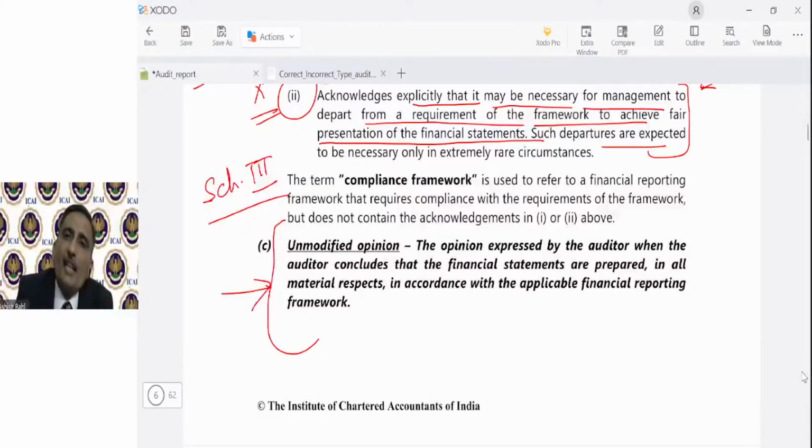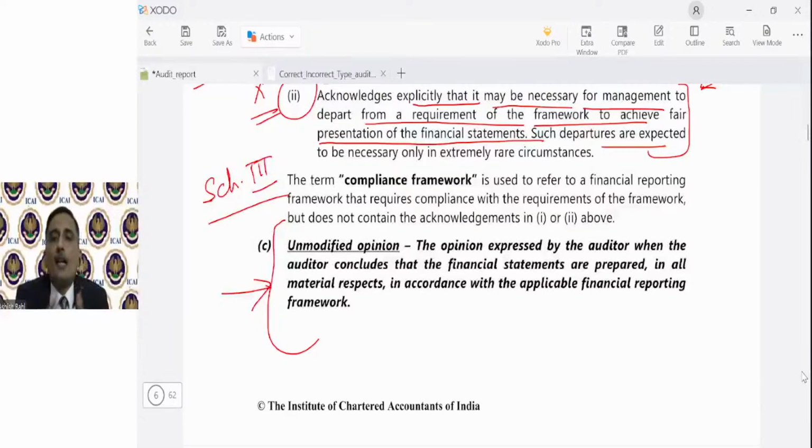All the information has been prepared in accordance with the requirements of Schedule 3. It has been presented in accordance with Schedule 3. And the result of the operations, whether the company shows a profit or loss, is truly and fairly reflected, as was required to be reflected. All the estimates made are reasonable. All the necessary disclosures have been made. All the significant accounting policies have been disclosed.